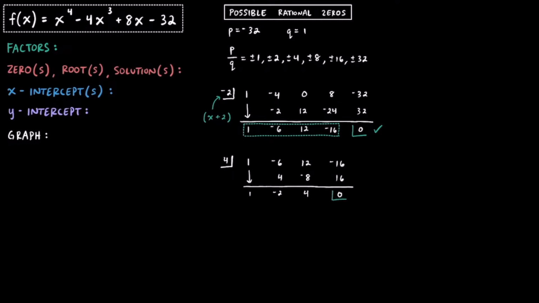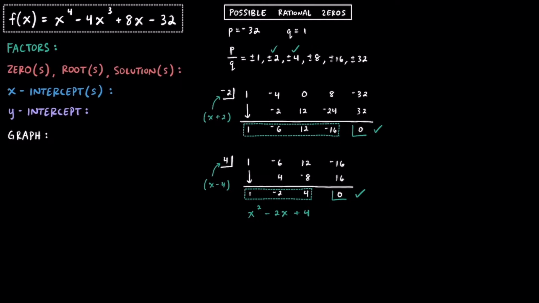Once again, we can see that the remainder is 0, so that 4 is a solution and x minus 4 is going to be a factor. Keep in mind that this part of the process of synthetic division may take you a little longer because you're not going to get them necessarily right on the first try. So we found two rational zeros of negative 2 and positive 4, so let's take a look at these leftover numbers of 1, negative 2, and 4. These numbers here represent the coefficients for our leftover polynomial of 1x squared minus 2x plus 4.